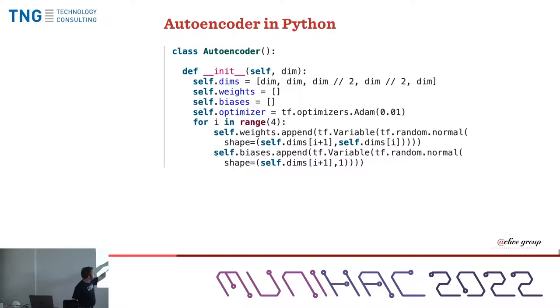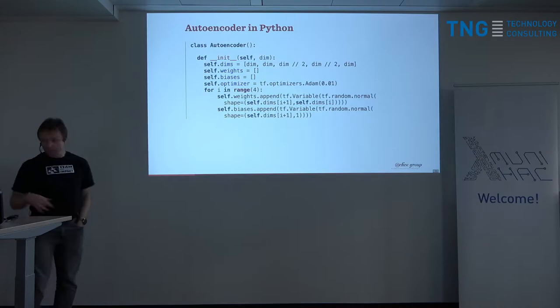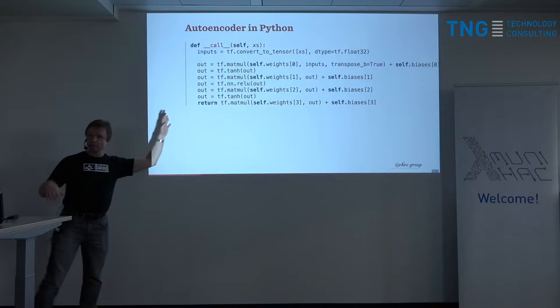So here you can see the dimensions. In the middle, there's something going on where you only have half the dimensions, and then at the end, you have the original number of dimensions. If you don't read Python, don't worry about it. And here is the actual structure of the neural network, which has some activation functions. Don't worry if you're not into deep learning. I'm not into deep learning either. I don't know what half of these things mean.